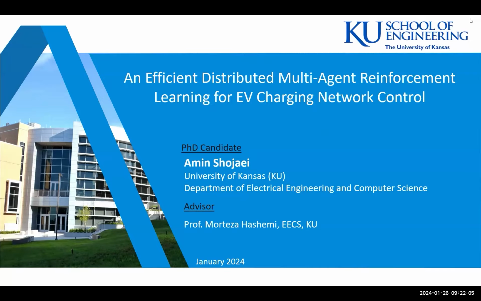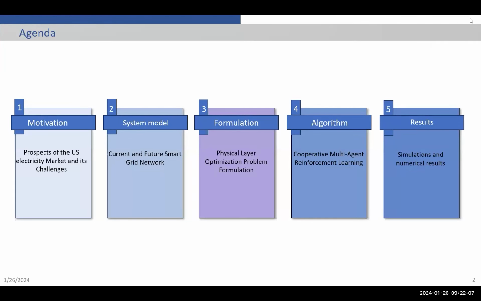So at first, I would like to talk about the agenda of this talk. I will go through the details of the motivation of this research, and then we'll talk about the system model that we have, about the current and future smart grid system, and then talk a bit about the formulation, not too much for the sake of time, so I cannot go through the very details of the research. And then I will talk about the algorithm that we have used, the multi-agent reinforcement learning. And then at the end, I will provide some numerical results and the simulation.